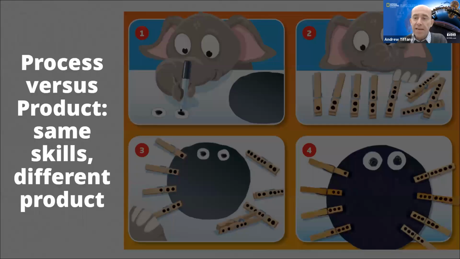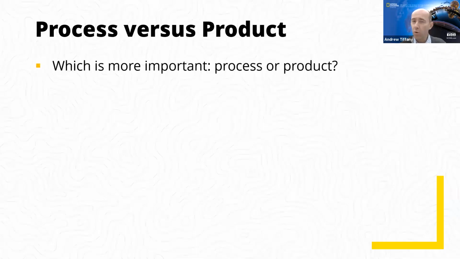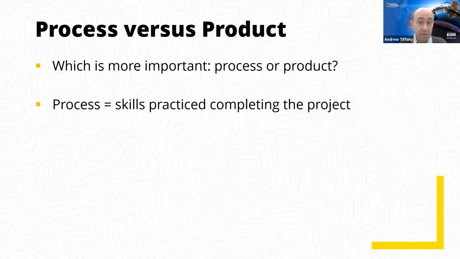Okay, number 3 is process versus product. Same skills, different product. So I have a question for you. Which is more important, the process or the product? Now, let me just quickly define. The process is the skills in completing the project. The product is the final object, okay?